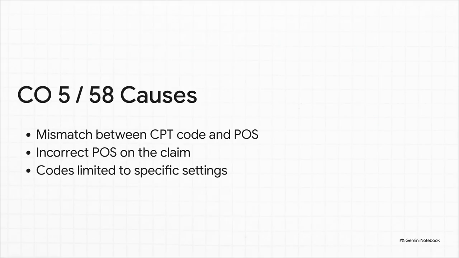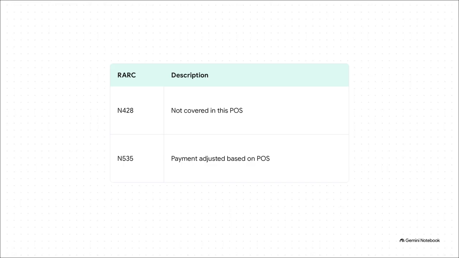Now, these denials almost always stem from front-end data entry errors. The most common triggers, simple things like accidentally swapping a two-digit place of service or POS code, or maybe using codes that are strictly limited to an ambulatory surgical center, but billing them under an office setting. This creates major facility versus non-facility reimbursement split errors, and payers will automatically reject those. Matching your CO5 to RMRs like M77 or N535 is what dictates whether you're dealing with a simple typo or a severe coverage policy violation.